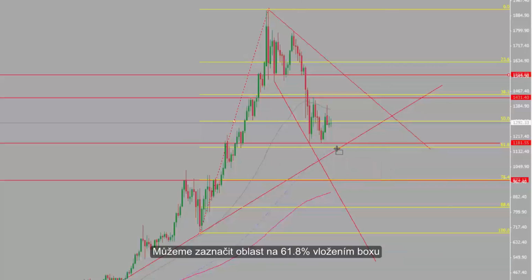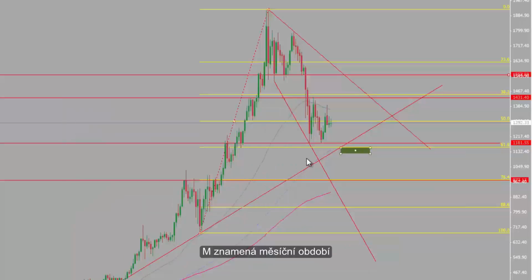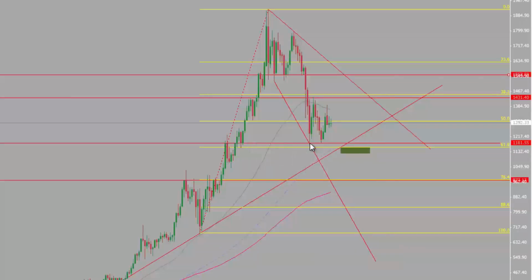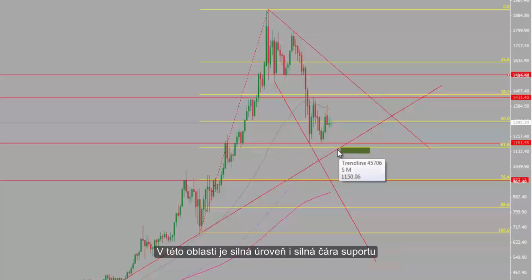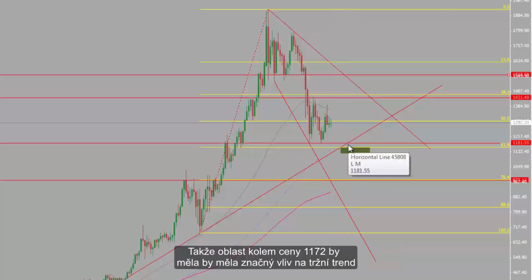A region can be marked on 61.8% by placing a box. A trader can enter 61.8 FM, in which F stands for flag of the Fibonacci pattern, M stands for monthly time frame. If the price forms in this box, then a flag of Fibonacci is failed, and a bullish trend will be weakened for a certain period of time. On this region, there is a powerful level as well as a strong support line. Thus, the area around the price of 1172 would have a considerable influence on the market trend.